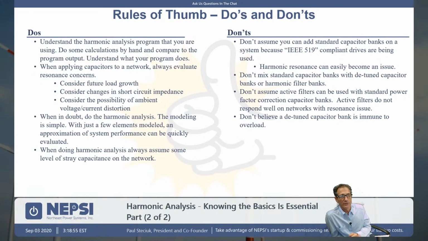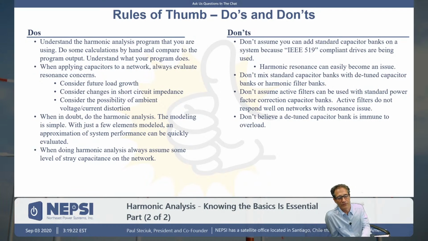The don't is, if you have IEEE 519 compliant drives, don't assume you can add capacitor banks. It's a no-no. You more than likely will still have a problem. Don't mix cap banks and harmonic filter banks on the same system. In fact, when you do that, it's almost guaranteed that you're going to have a resonance issue at the 7th. It's a very common issue. Don't assume filters can be used with standard power factor correction capacitors.